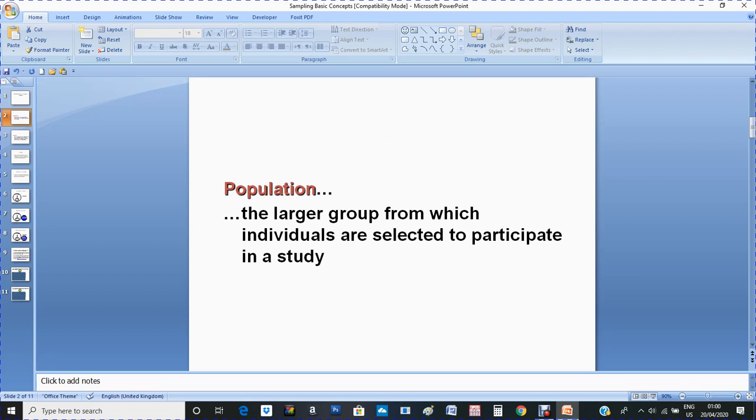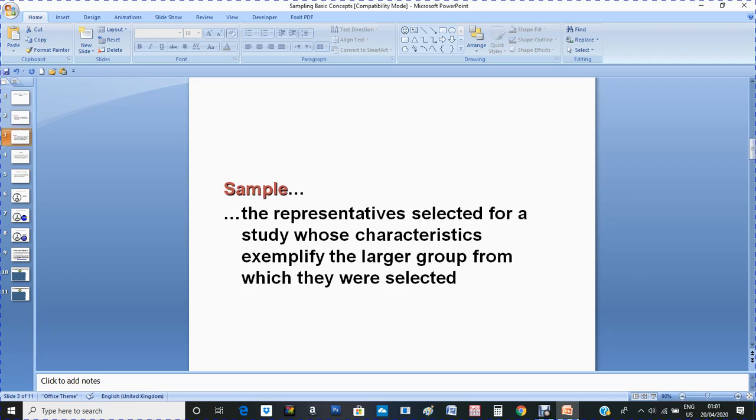Population is a very important concept in conducting any research or study. You are looking for your population, or the population of the study. What is population? It is the larger group from which individuals are selected to participate in your study. So the population is the large group that you are interested in studying or in applying your research. We cannot study all the members in the population. That's why we are going to discuss something called a sample.